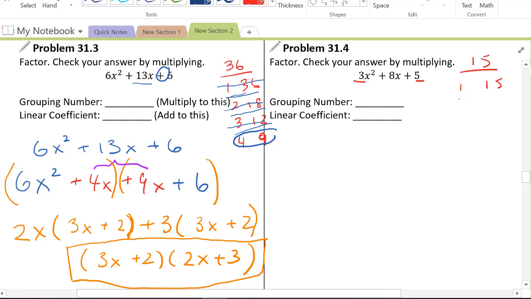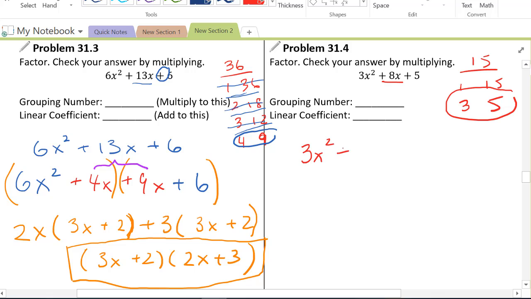1 and 15. 2 doesn't work. 3 and 5. And that's it. Now remember, look at the C term. The C term is a plus, so that means I add. I've got to add to make 8. Which one of these factors adds to give me 8? 3 and 5. So what do you do? You rewrite the first term. Now you're trying to make a positive 8x using 3 and 5. How do I make a positive 8x?